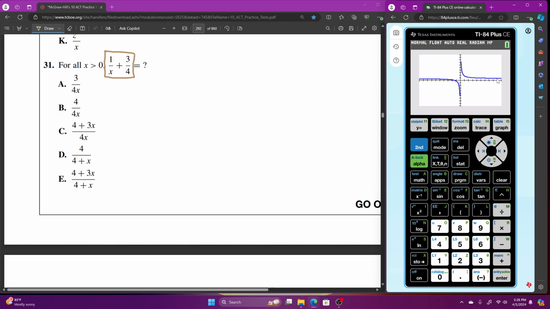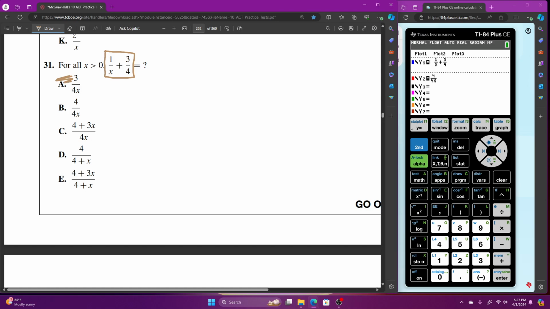So this blue curve here. And now I'm going to look at my answer choices and see which one of them gives me a graph that's a match. So answer choice A says fraction, numerator is just 4, denominator is 4x. Look at the graph. Oof, close but not it. A is not the answer.